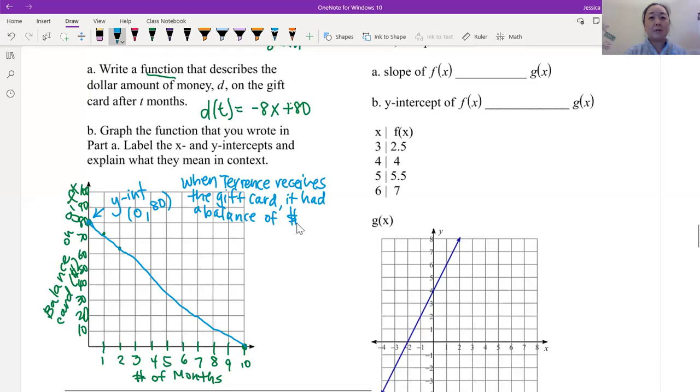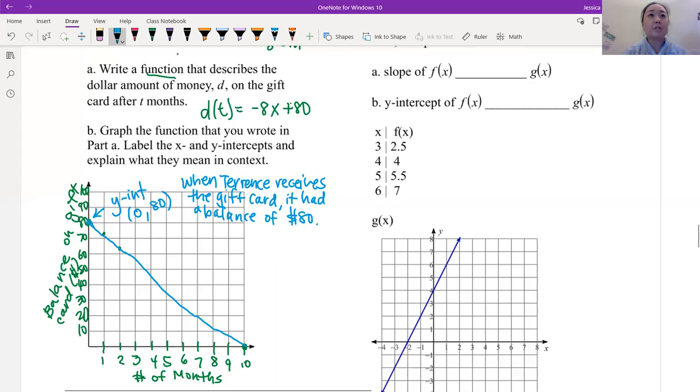of $80, right? And the answers in the back, if you scroll down to the bottom, may have a slightly differently worded answer. That's fine as long as it conveys that at the beginning, when Terrence first received this at time 0, the card had a balance of $80. That's what you need to say.